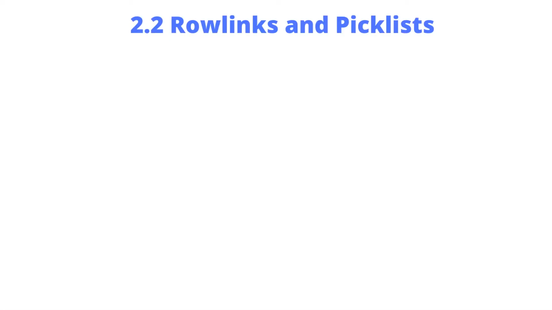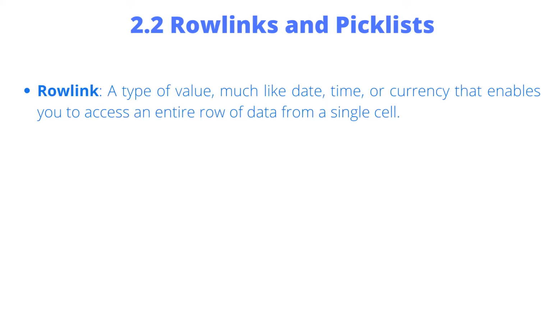As the Honeycode team defined them, Rowlinks and Picklists are unique Honeycode features that can greatly reduce time spent on data modeling and lookup. In layman's words, a rowlink is a type of value, much like date, time, or currency, that enables you to access an entire row of data from a single cell. You can think of a rowlink as a more powerful version of VLOOKUP. Instead of returning a single value, a rowlink returns an entire row of data.